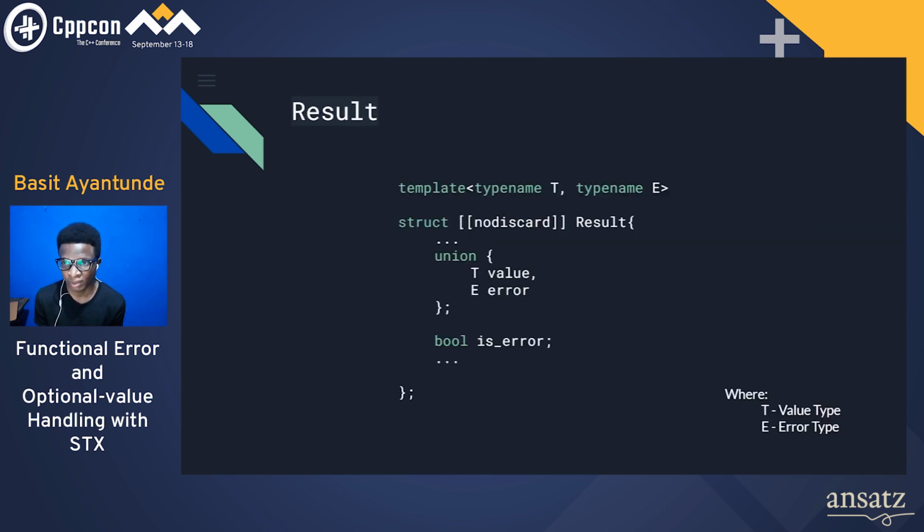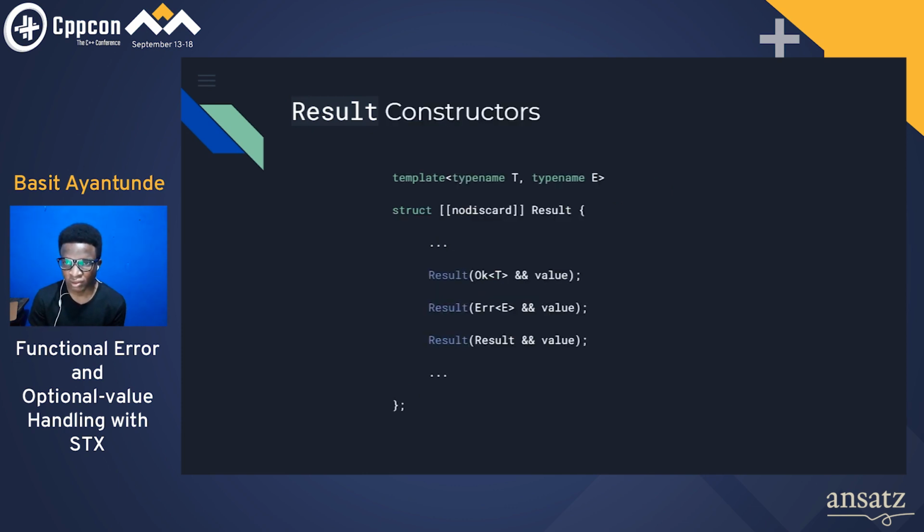Result is implemented as a safe union with a boolean to represent whether the union is storing a value or an error at a point in time. Result also has some constructors. As you can see here, the Ok type is used for tag dispatch to the value variant state, which denotes success, and the Err type is similarly used for tag dispatch to the error variant state, in which there is an error. And as you can see, Result only has a move constructor, it doesn't have a copy constructor. We'll go into that later.